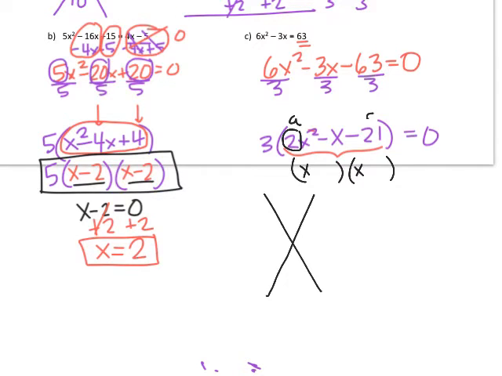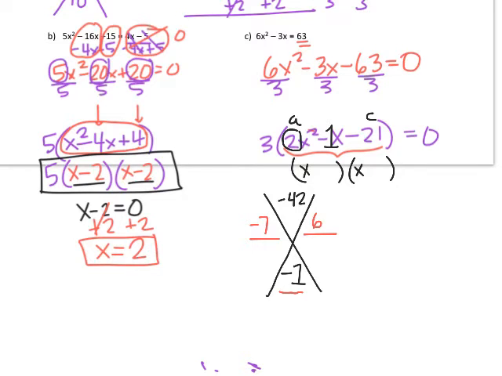So a times c is going to be negative 42 because negative 21 times 2 is negative 42. My b value is negative 1. And so I'm looking for two numbers that multiply to negative 42 but sum to negative 1. So I'm going to use negative 7 and positive 6. Negative 7 plus positive 6 is negative 1, but those two numbers multiply to negative 42.